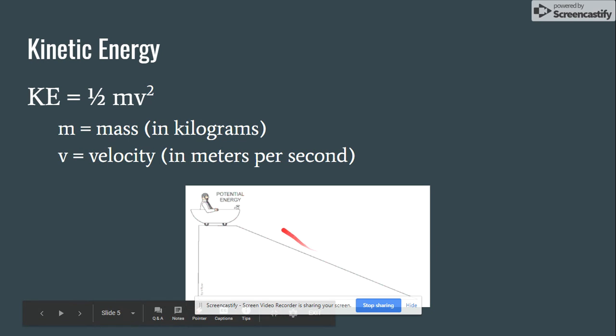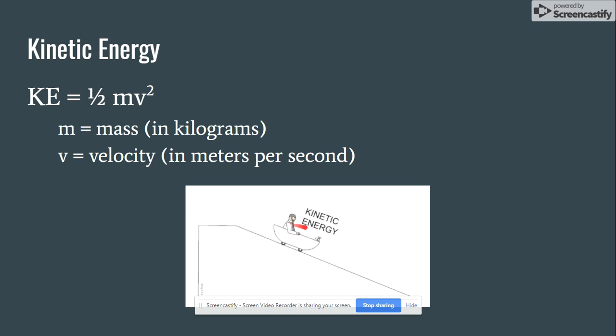So check this guy out right here. Wow, did you catch that? Let's check this out. So potential energy at the very top of the ramp, and give him a little nudge, and then it's kinetic energy that gets more and more as he moves down on the ramp. And then this is how we calculate kinetic energy, how much kinetic energy the object has.